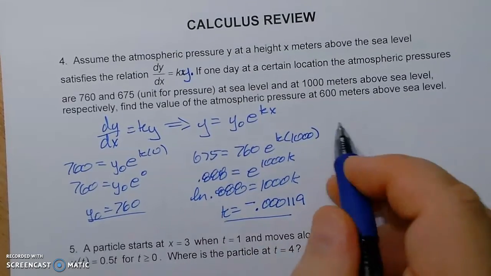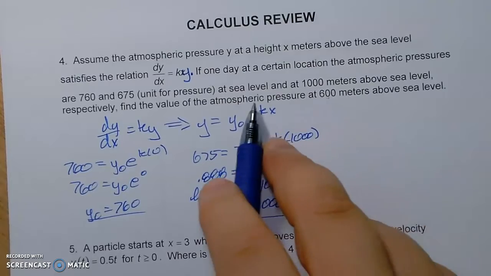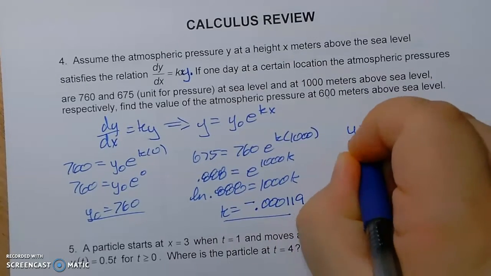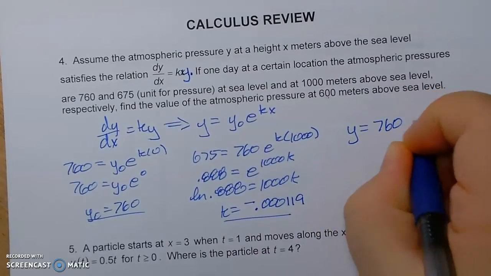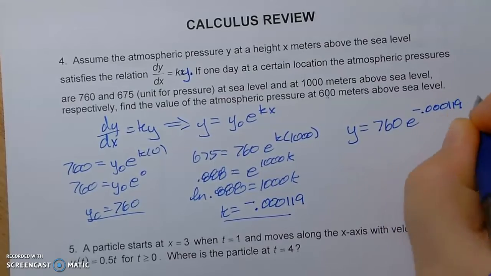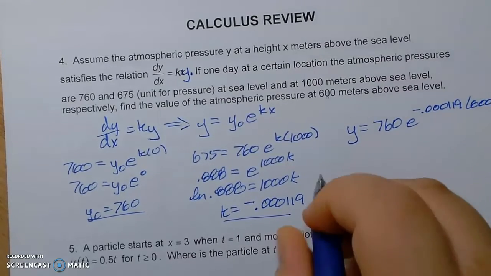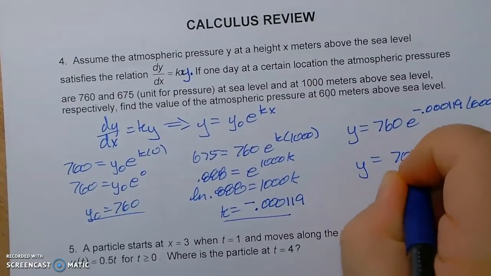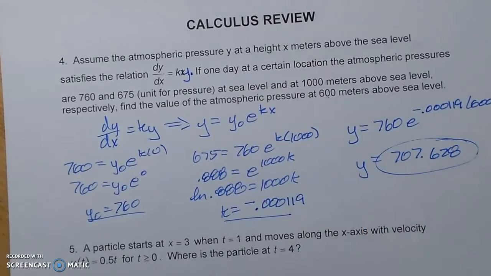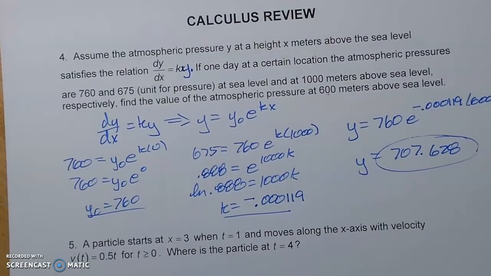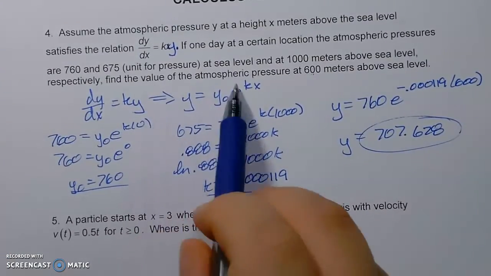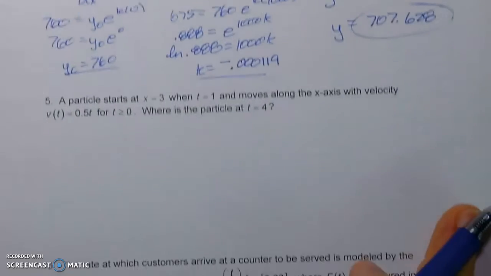So now we've got our two variables. Now we can use it to estimate the pressure at 600 meters. So y, the pressure, equals 760 e to the negative 0.000119 times 600. And that comes out to be 707.628. All right, so we know that the calculus was all in this, but we studied that.